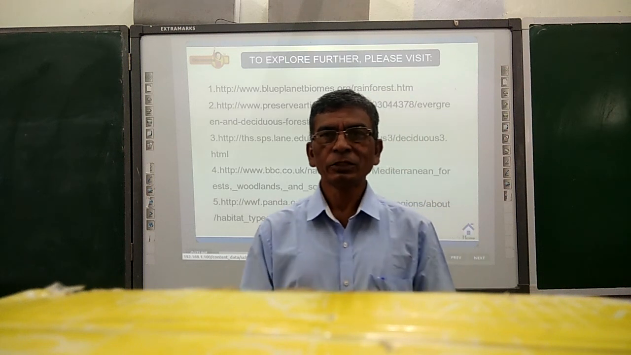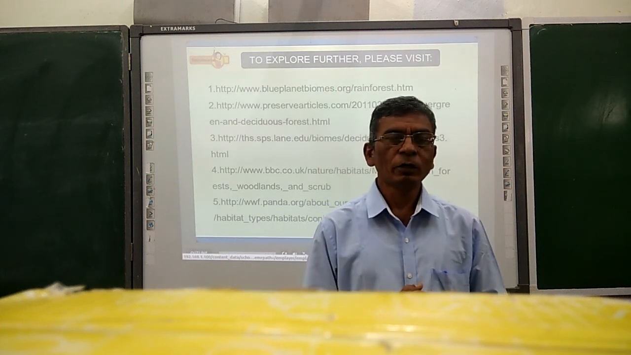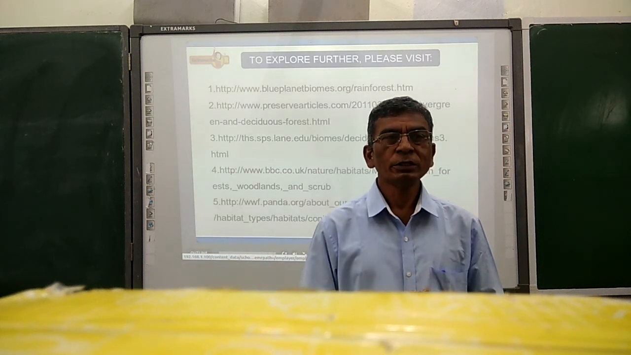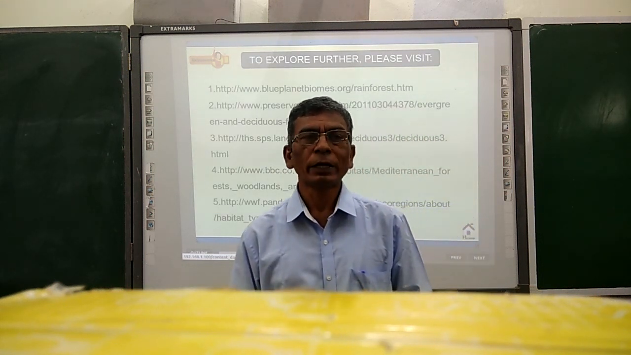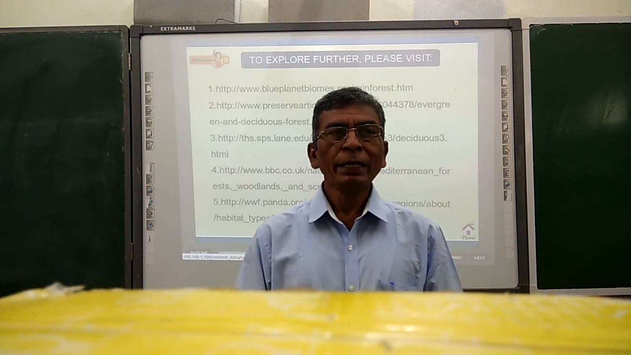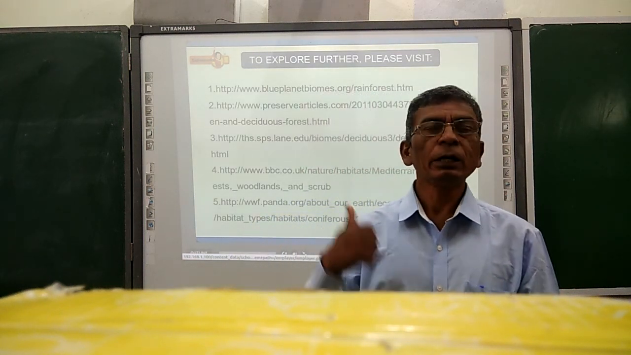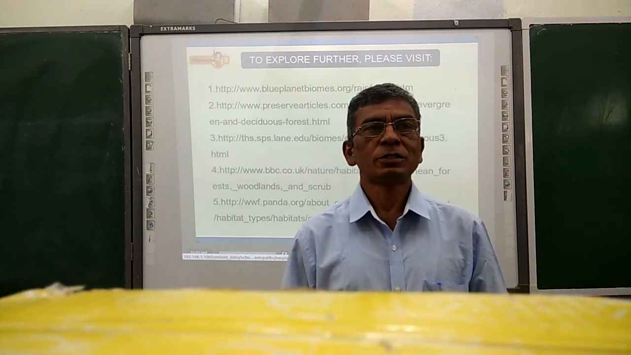So these are the things which are discussed in the topic. We have seen the slides. Mainly the vegetation here can be classified into four types, right? And where these vegetation types are grown in the world, we have seen in the slides.